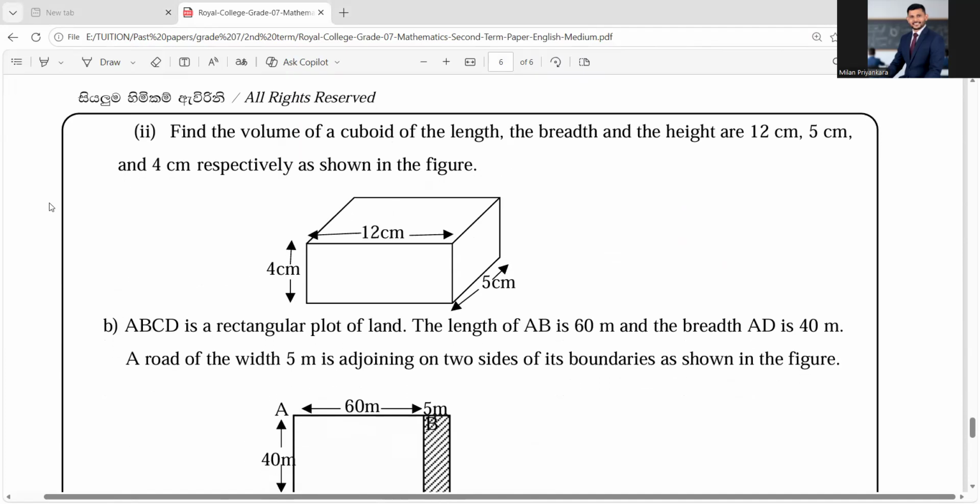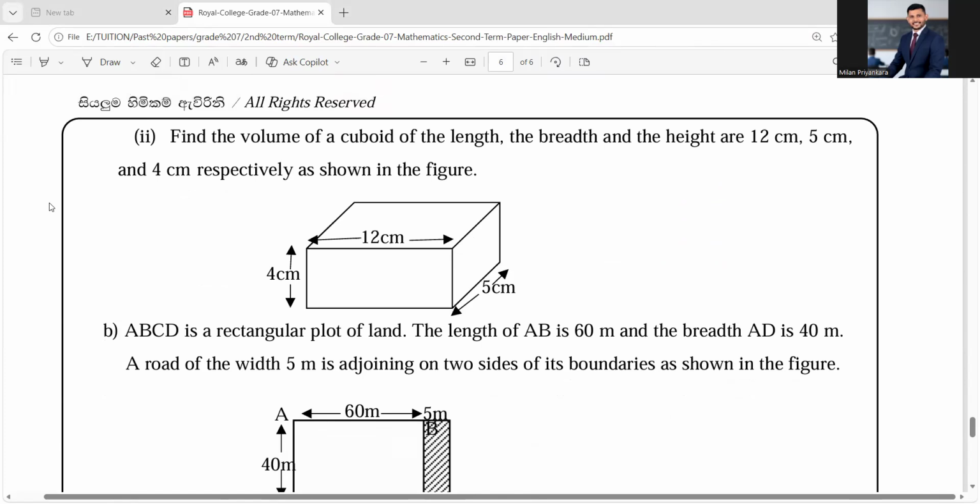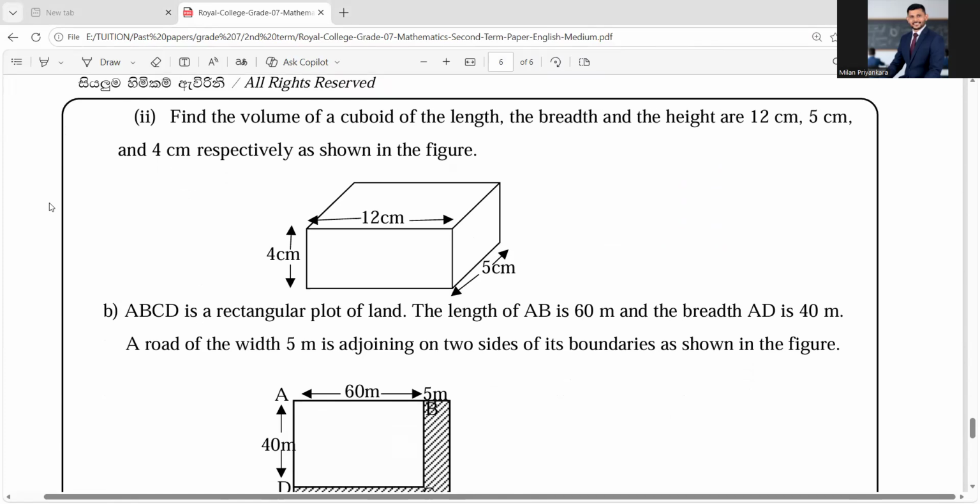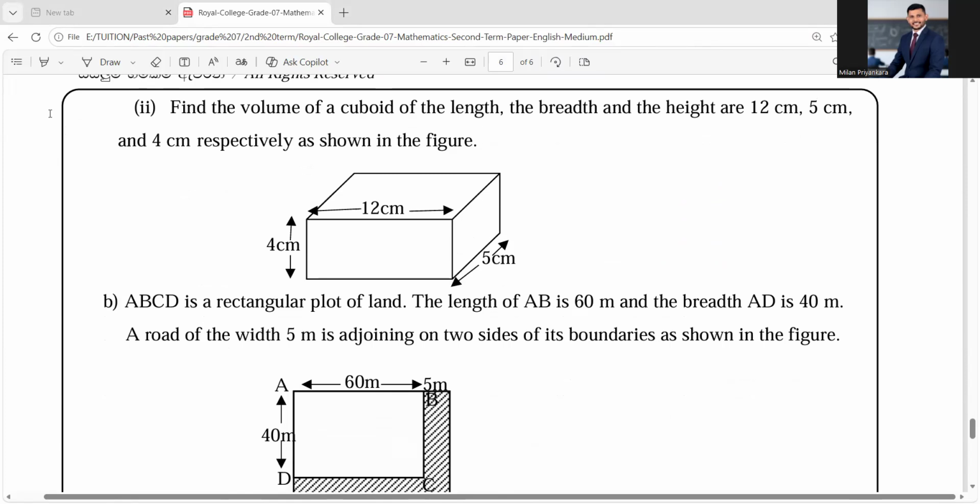Okay, find the volume of a cuboid where the length, breadth, and height are 12 centimeters, 5 centimeters, and 4 centimeters respectively. Actually, that same information has been shown in this figure also. So volume is length into breadth into height. So let's multiply 12 into 5 into 4. 12 into 5 is 60. 60 times 4. 6 into 4 is 24. Then another 0. 240 cubic centimeters is the volume of this cuboid.